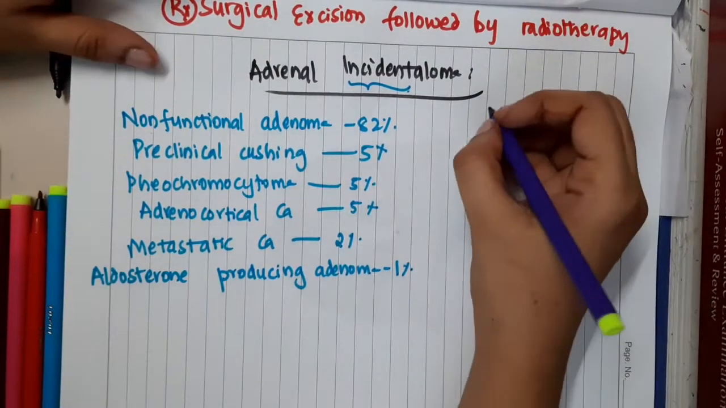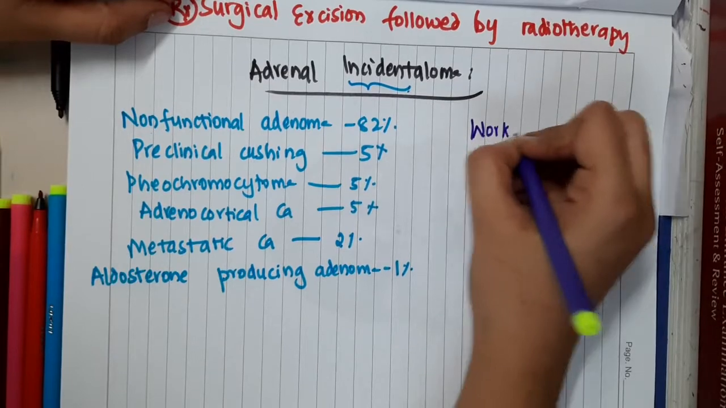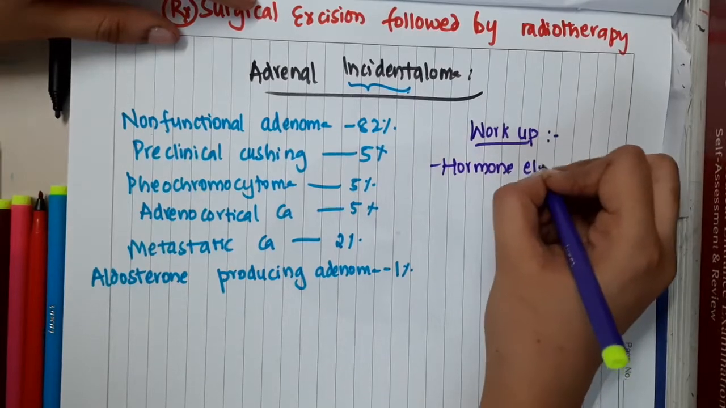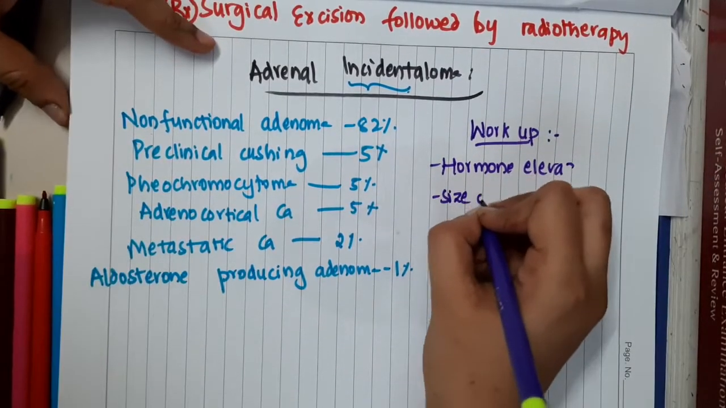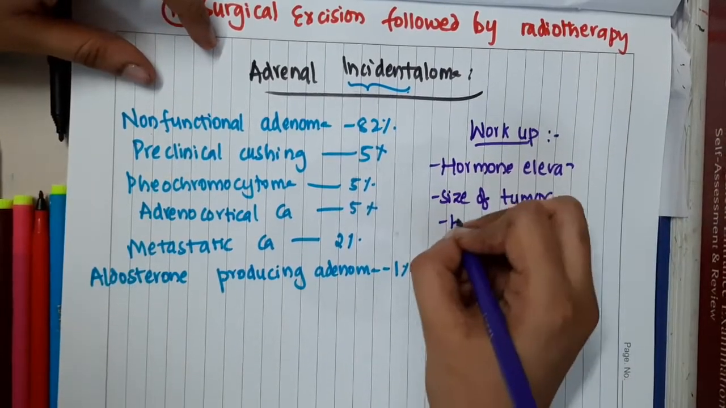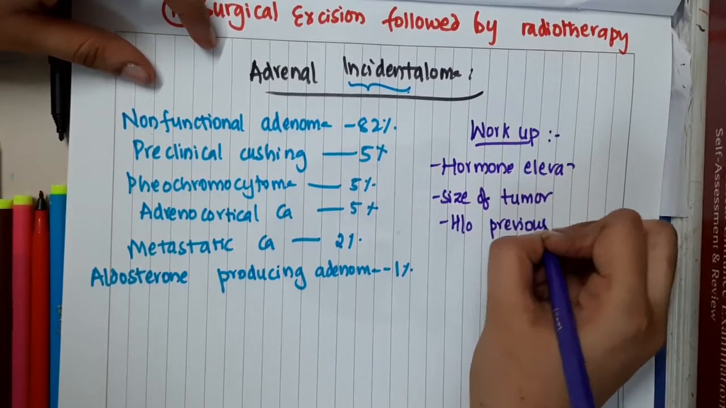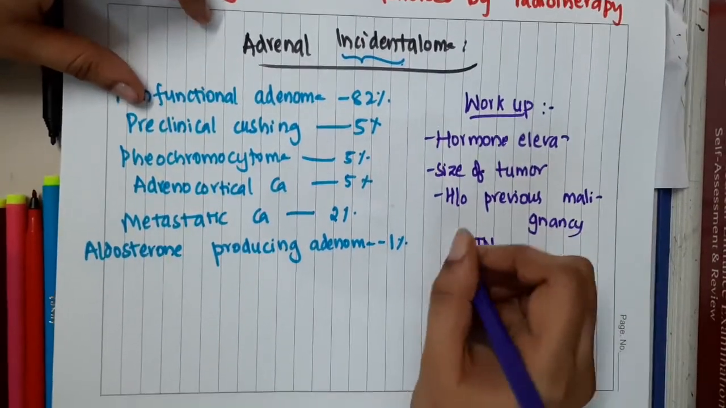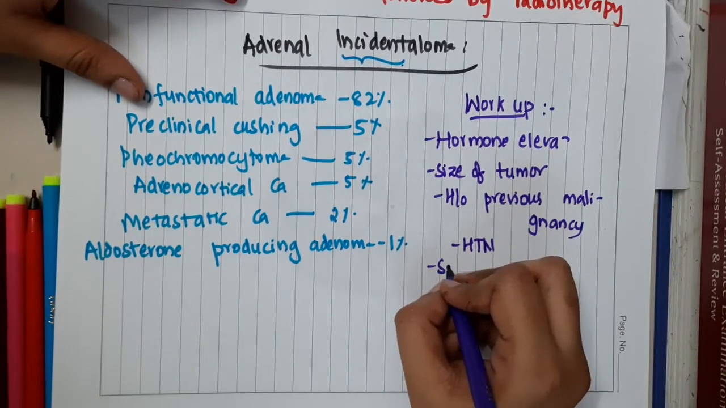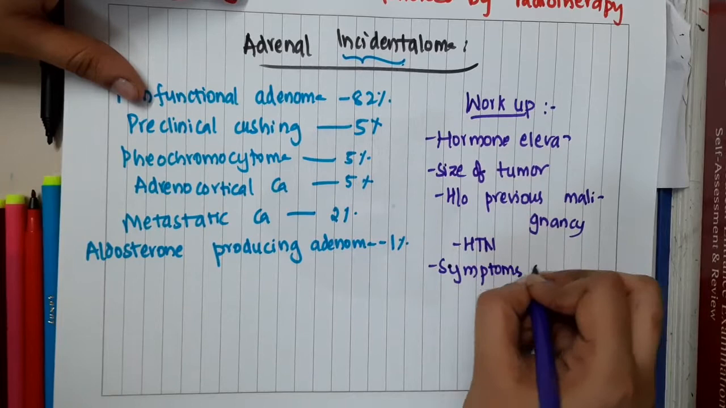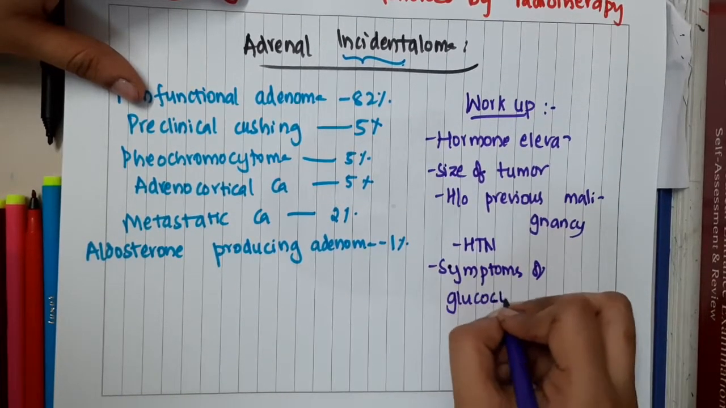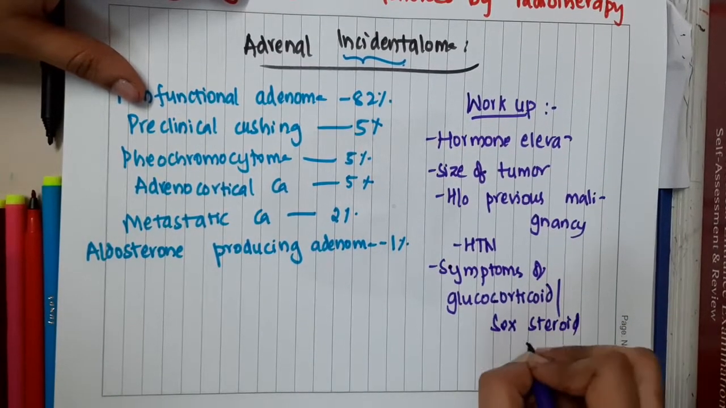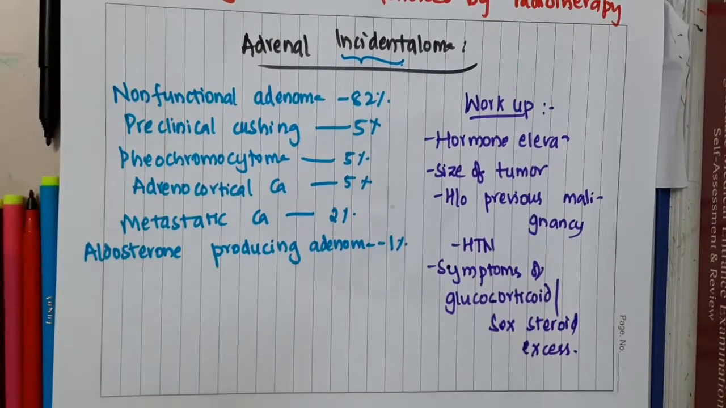Now if you see the hormonal workup, the workup for incidentalomas is: hormone elevation studies should be done, followed by finding the size of the tumor and history of previous malignancy, and then you should look at hypertension, and also look at symptoms of glucocorticoid or sex steroid excess. These symptoms should be taken care of. Okay, next.